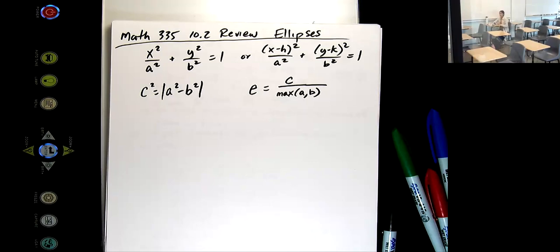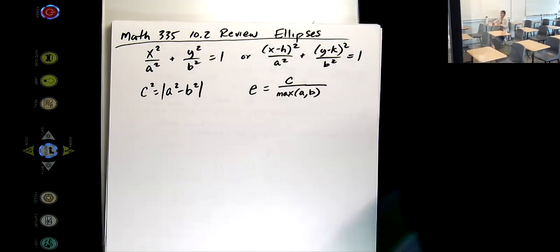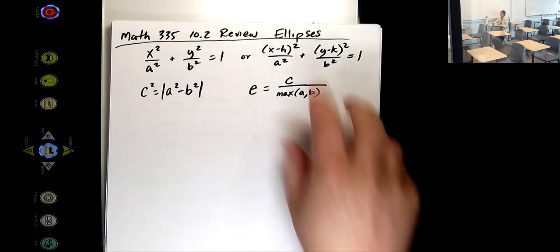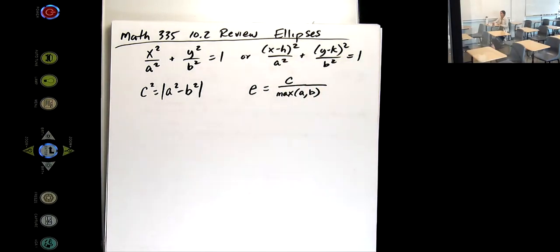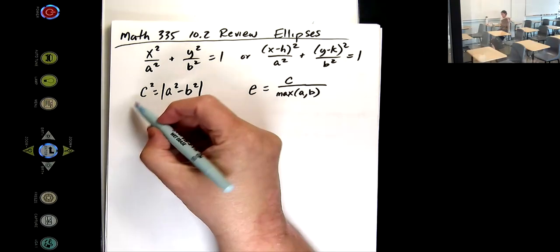Have x squared over a squared and y squared over b squared. Add them together, you get 1. That's for an ellipse centered at the origin. If it's not centered at the origin, but centered at (h, k), we do the shift that we've been doing this whole time for different kinds of things. C squared equals the absolute value of a squared minus b squared, gives us information about our foci.